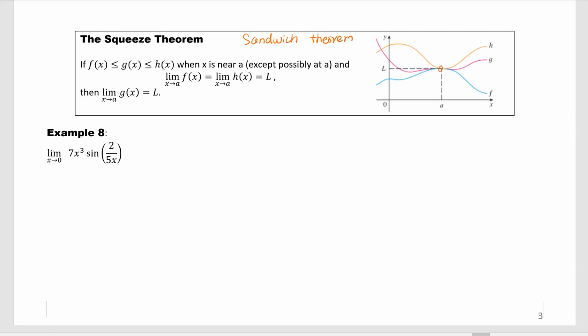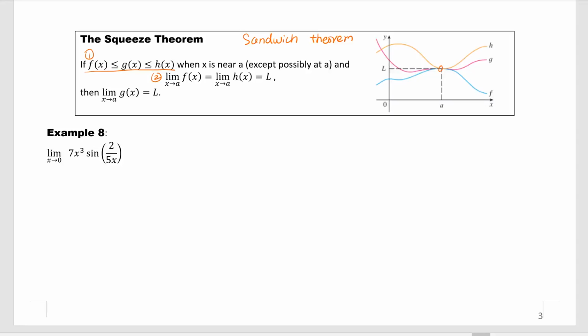So we have two conditions here. One condition you want to check is that you find the two boundary functions f and h. The second condition is you want to show that f and h have the same limits at a. After you check those two conditions, then you can use the squeeze theorem, and our conclusion is the middle guy must have the same limit. Okay, so let's look at this problem. How do we find the boundary functions?